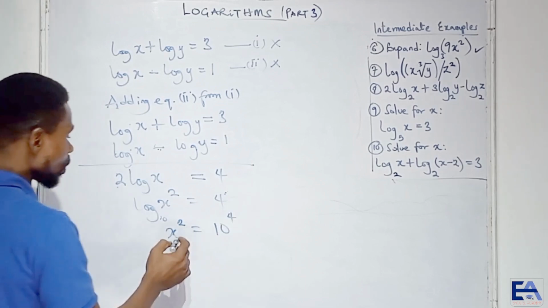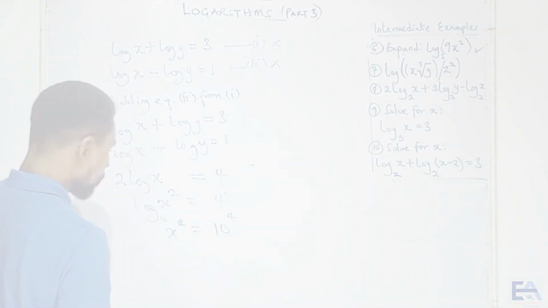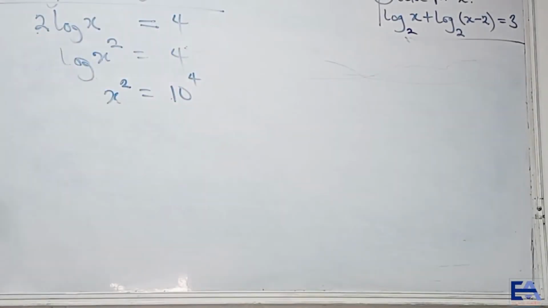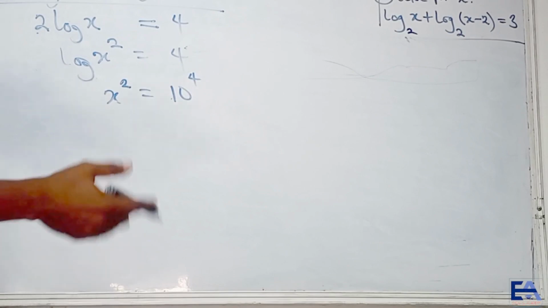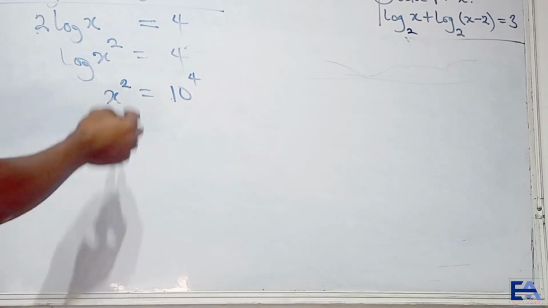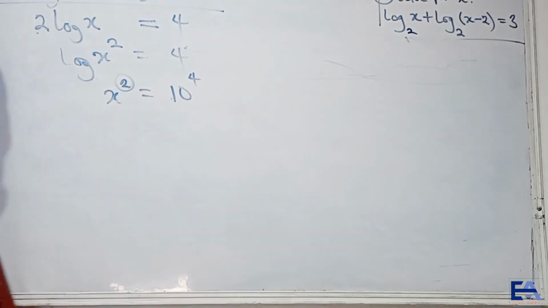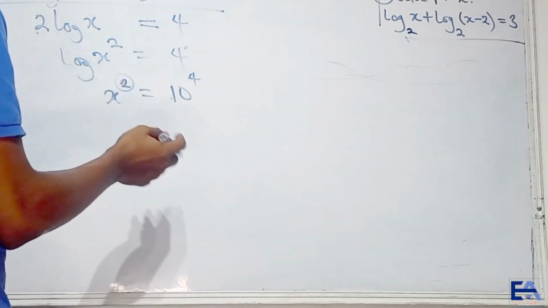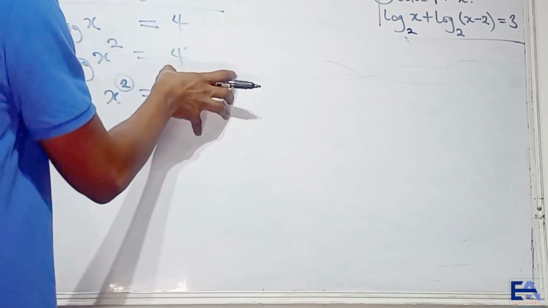So if it carries the power of 4, in that case, it means x raised to power 2 is equal to 10 raised to power 4. At this point, you can just do some mathematical stunts, like, I want to get rid of this 2 so that I can find the value of x. Mathematics allows me to do some things: whatever you do to one side, you do to the other side.